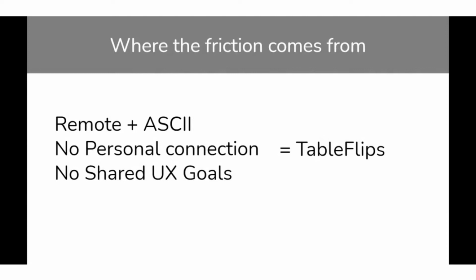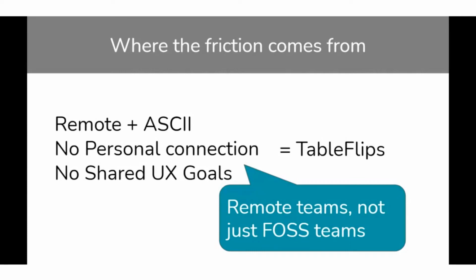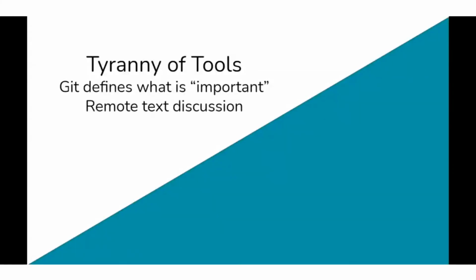So remember, I totally get that a lot of open source teams are remote, and this, by the way, applies to all remote teams. It's not just open source. All I'm saying is let's bring it to the light. Let's talk about it. Let's say that this is a source of some of our friction and figure out ways to fix it. So in summary for this second section, I believe there's a tyranny of tools.